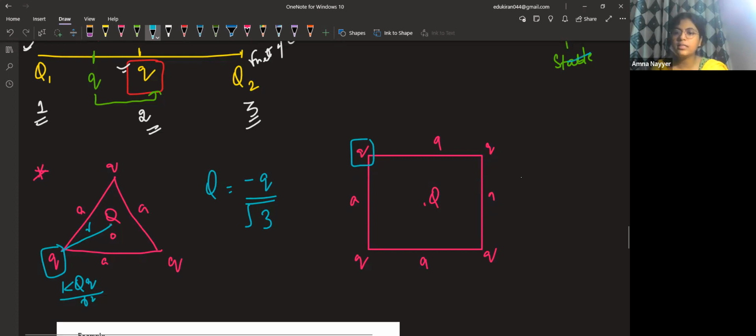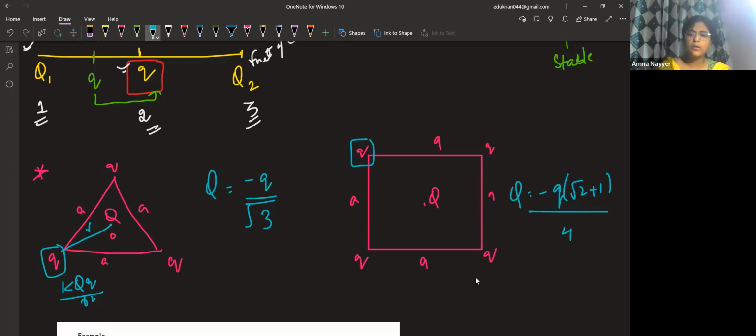When you will solve this, your charge will be minus Q root 2 plus 1 divided by 4. Why will root come? Root will come because of the separation between the diagonals. Root 2 a by root 2, which we get, no? Because of that only we have it. So when you will solve it, you will see this.